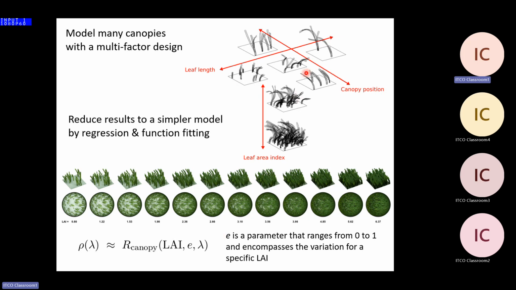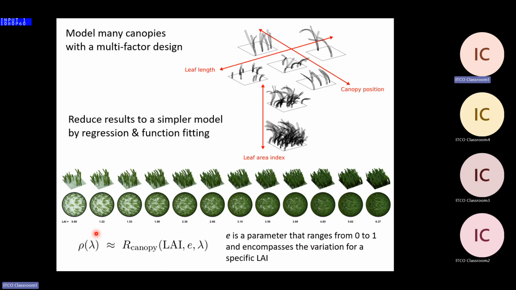It's a three-factor model where the leaf area index is varied, but also the canopy position is varied, as I just showed, and the leaf lengths, because you can have the same density of canopy but with more shorter leaves or fewer longer leaves. So that's another canopy structure variation. And you just model them over and over again, you view from above, you get the reflectance out, and then I'll skip the details.